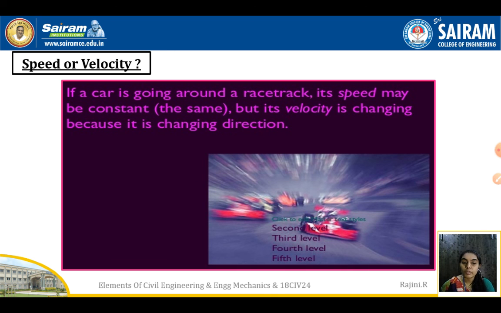Next, here is one more example. If a car is going around a racetrack, its speed may be constant, but the velocity will be changing because it is changing direction. So in the car race, it will not always be in linear motion, I mean straight motion. It will be in different directions. So at that time velocity is changing. So speed on the racetrack may be constant or the same, but velocity will be changing because it's changing directions. Thank you.